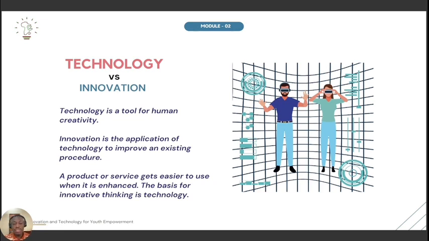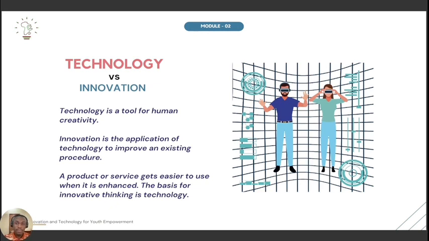So a product or service gets easier to use when it is enhanced, of course. The basis for innovative thinking is technology. Now, think about it. The device you're holding in your hand right now wasn't the same as the one you probably used 5 or 10 years ago, or even when the whole mobile technology was deployed into the system.